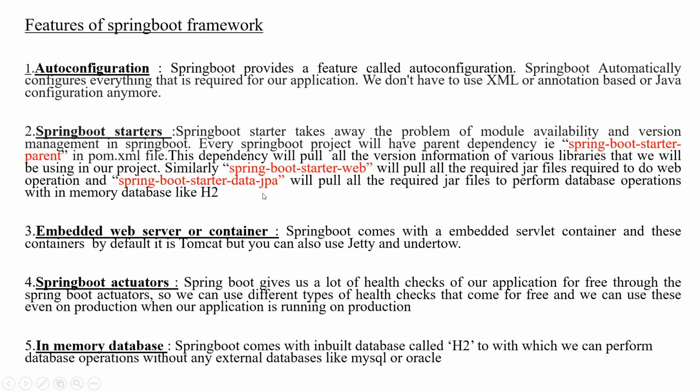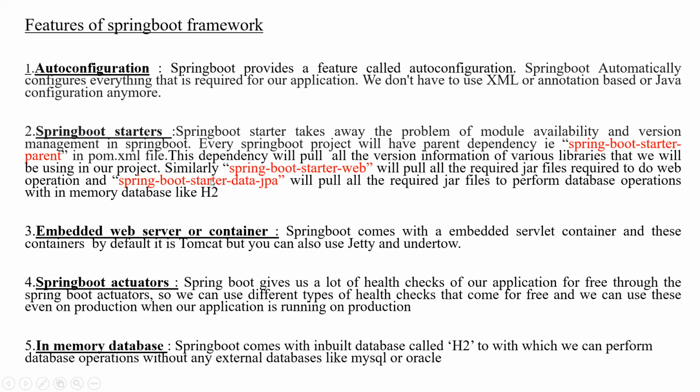For example, you're doing REST, RESTful web services like get, put, post. Whenever you are doing database operations with an external database like MySQL or Oracle, or an internal database like H2, whatever jar files we need to perform them, Spring Boot Starter JPA will pull all the required dependencies, either for the in-memory database H2 or for an external database like MySQL. Guys, H2 is the name of the internal database which comes with Spring Boot.